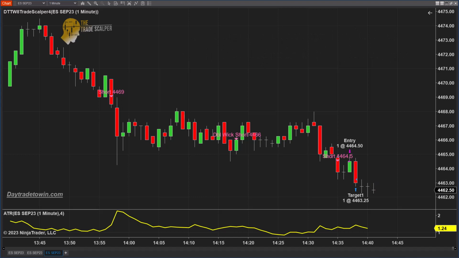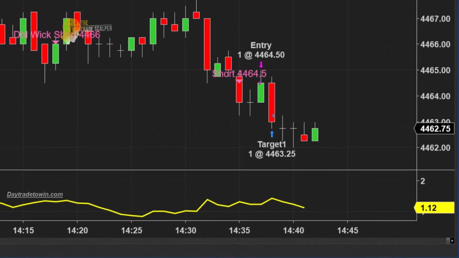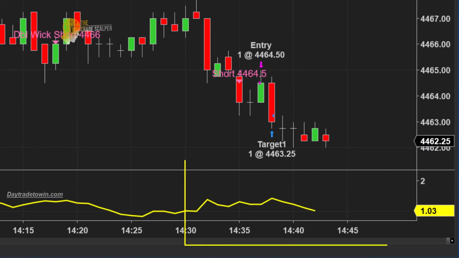The one thing that I do want to identify for the next trade is whether or not the market is slowing down or if it's speeding up. That ATR, the average true range, that yellow line there at the bottom, is what I'm using to determine whether or not I should even be trading.